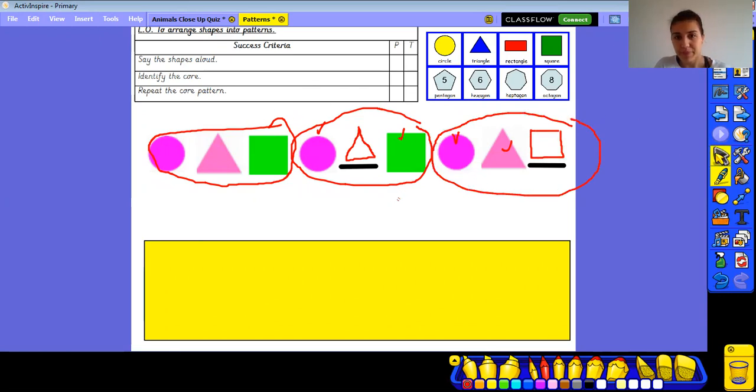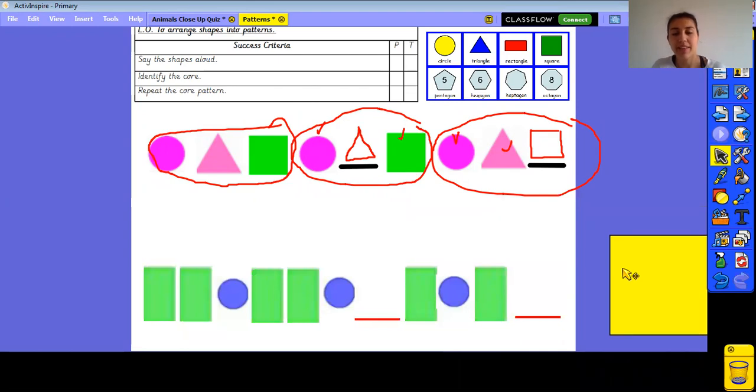So again, I'm going to remove this, and I'd like you to pause the video, say the shapes out loud, and have a go at trying to identify the core. When you've had a practice, we'll come together again, play the video, and go through it.